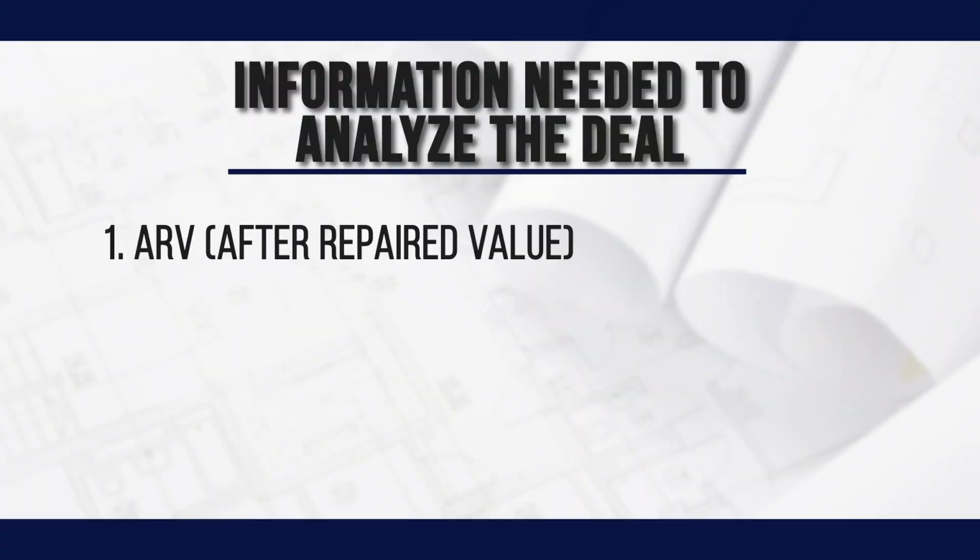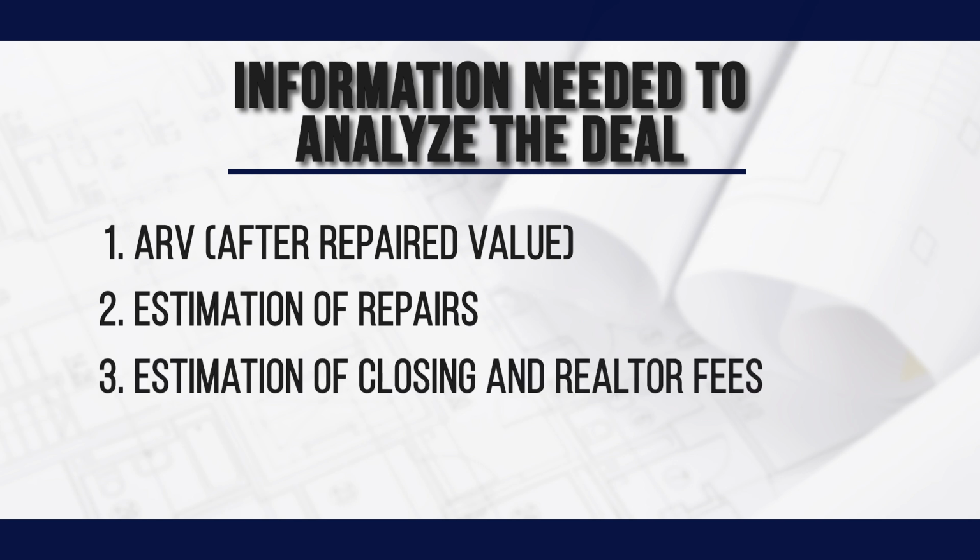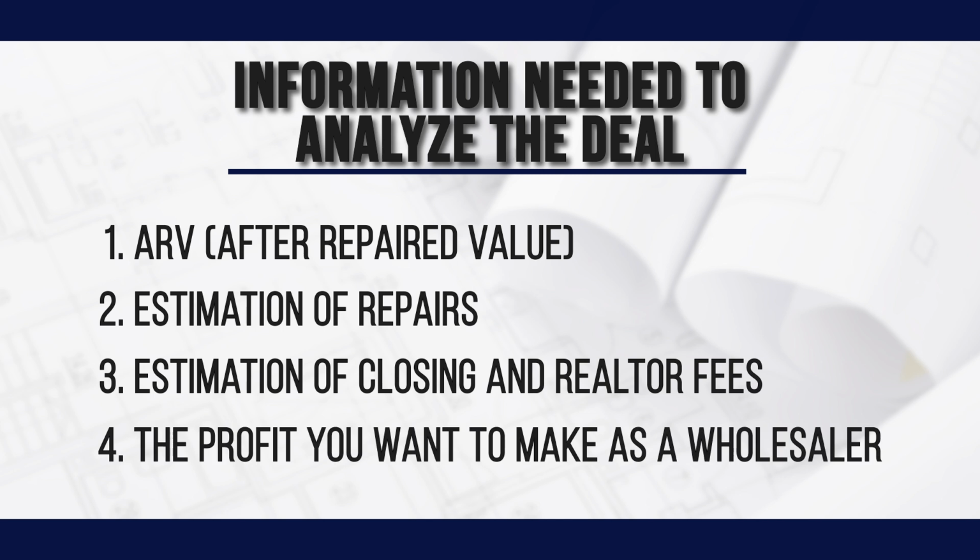Number 1 is called ARV, which stands for after repaired value. Number 2 is an estimation of repairs that the property needs. Number 3 is an estimation of all the costs associated with selling a property, so all the realtor fees and closing costs. And number 4 is the profit that you want to make as a real estate wholesaler.